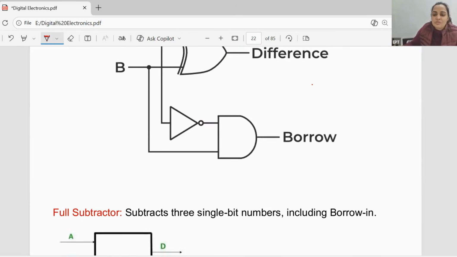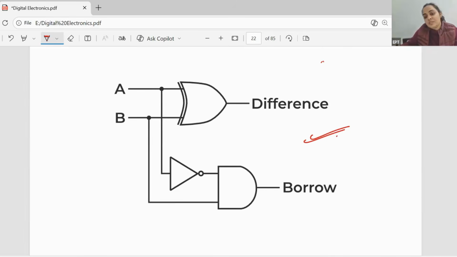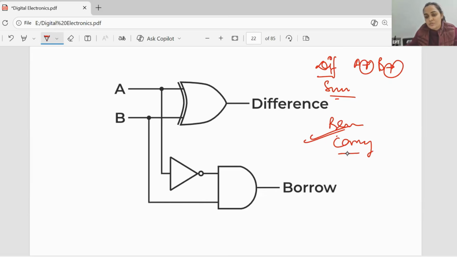Similarly, this is the expression for the half subtractor. See, the difference and sum expression is going to be the same only, A XOR B XOR C. The thing that will change in both the cases is the borrow expression and carry expression only, right? Difference and sum will never change.